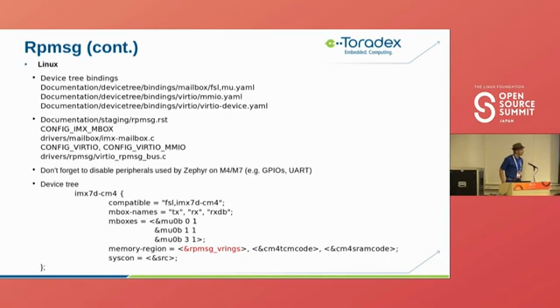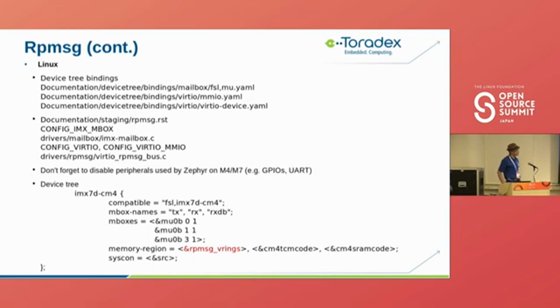Then in the device tree, this looks as follows. Basically, that IMX7D CM4 node that I introduced before, it can also have additional nodes and properties for RP message. For example, you give it the mbox names, TXRX, RXDB, and you actually allocate which mboxes are used for that, which are then handles to the MU stuff.